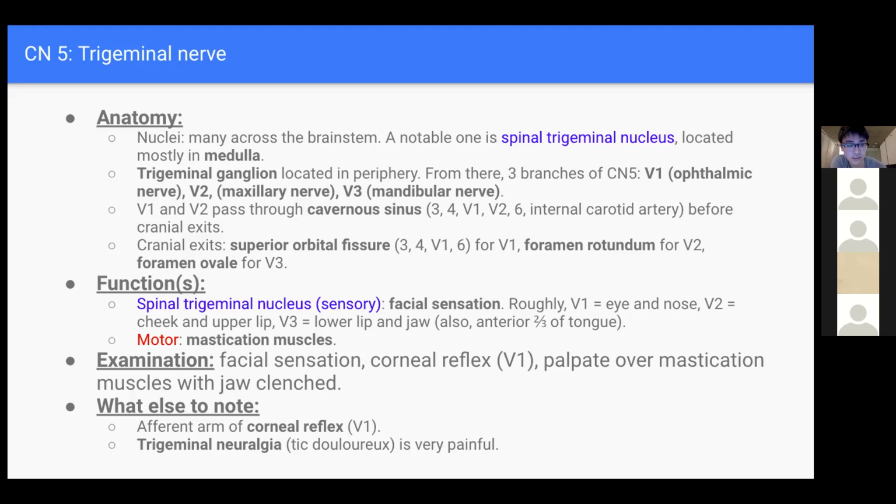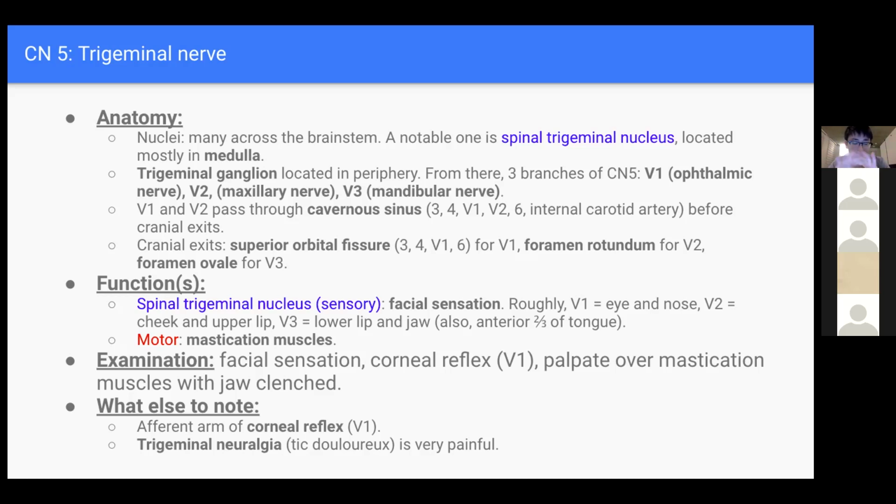It has a lot of functions, but really the key term to remember is that it takes care of facial sensation. Roughly V1 corresponds to your eyes and nose areas at the top of your face. V2 is the middle of your face, your cheeks, your upper lip. V3 is your lower lip, your jaw, and also the anterior 2/3 of your tongue. And this is for sensation, like touch.